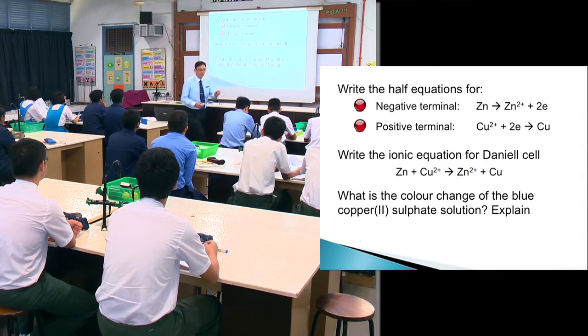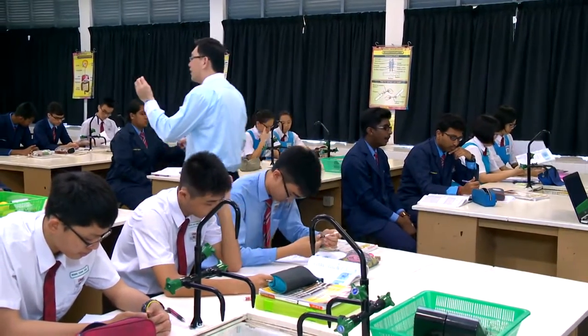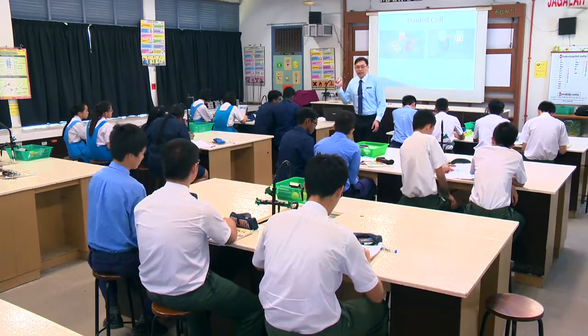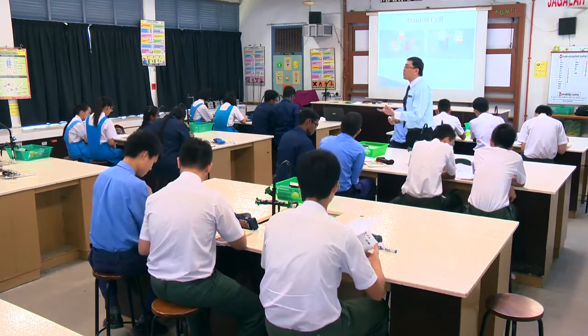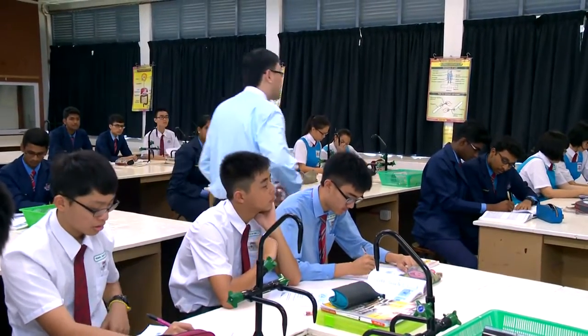Continue. So now we want to have a look at the equation. What I want you to do is, once again, try to discuss with each other. I will guide you. Then we want to write down the equation. According to the diagram over here, zinc and copper, which one will become the negative terminal? Zinc, right? Okay, zinc will become the negative terminal. So help me to write down the half equation at the negative terminal.